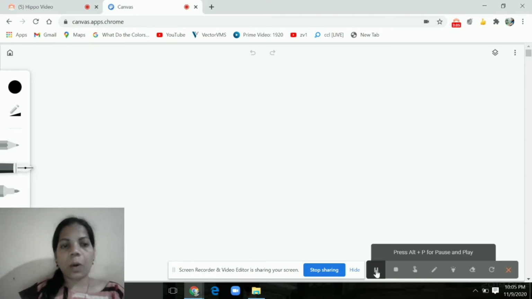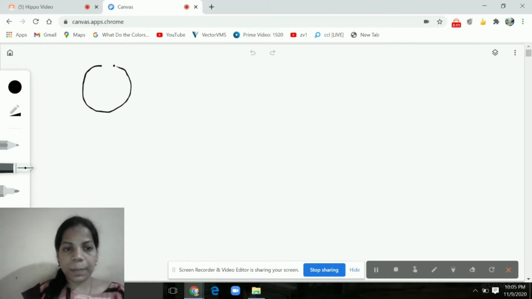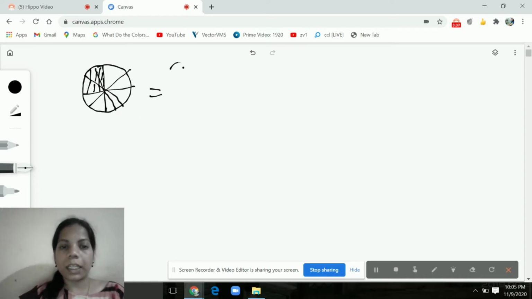Now let us see how we can write decimal numbers. Now I am taking a circle and dividing it into 10 equal parts. I'm shading 3 parts. So what will be the fraction of the shaded part? 3 parts are shaded out of 10 parts, isn't it? So this is the fractional form.